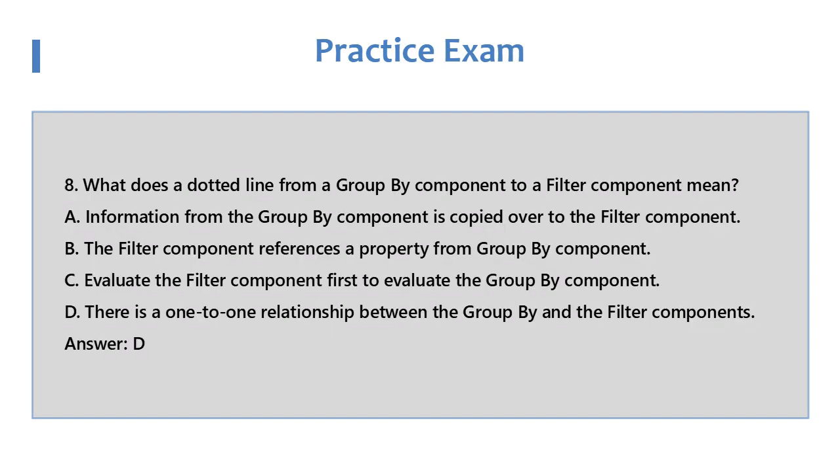8. What does a dotted line from a group by component to a filter component mean? A. Information from the group by component is copied over to the filter component. B. The filter component references a property from group by component. C. Evaluate the filter component first to evaluate the group by component. D. There is a one-to-one relationship between the group by and the filter components. Answer: D.